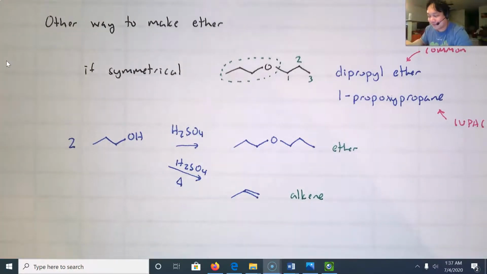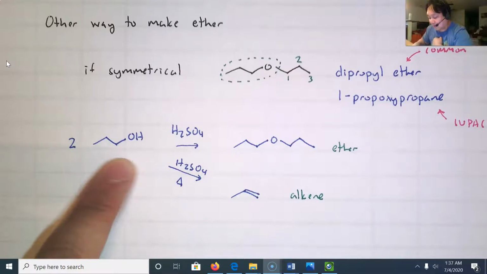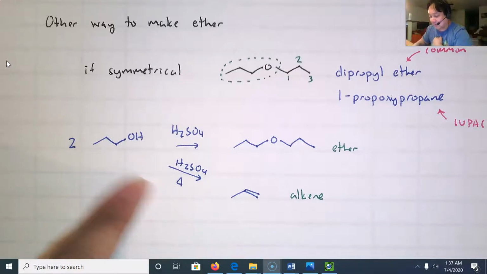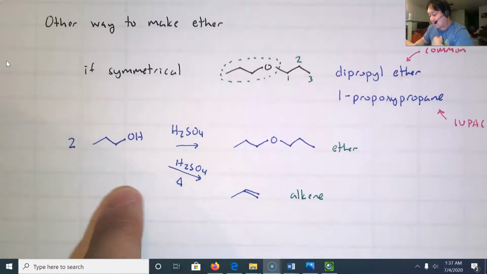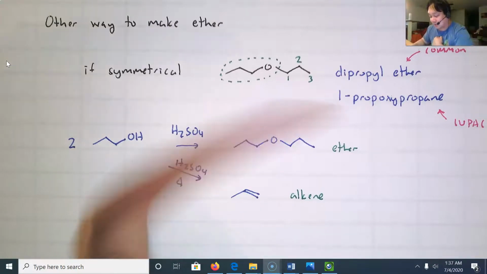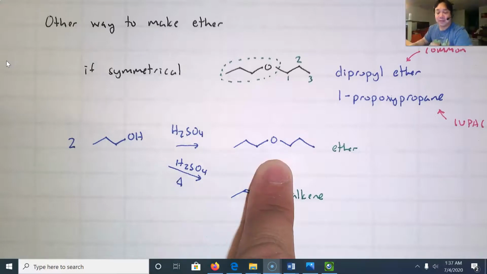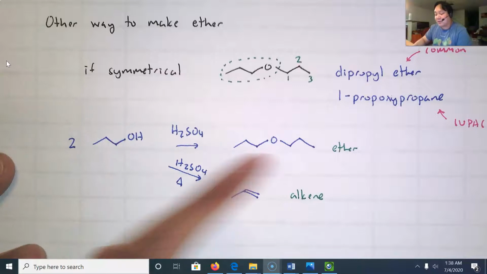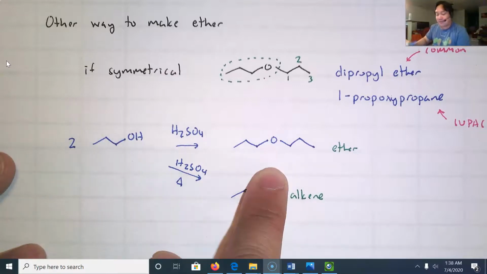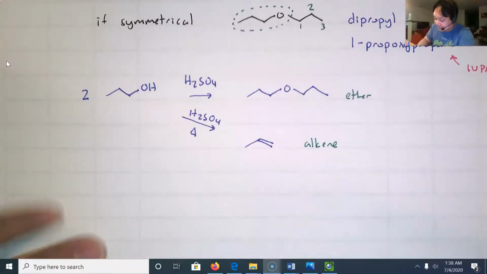I'm trying to think of which one is the higher temperature. I think the dehydration, if you blast it with high temperatures, you'll get mostly alkene, and then at lower temperatures, you'll get mostly ether. But that's not what I'm really curious about, whether you know or not. What I'm curious about is, if I get the ether, do you know how I got there? All right, so let me show you the mechanism.